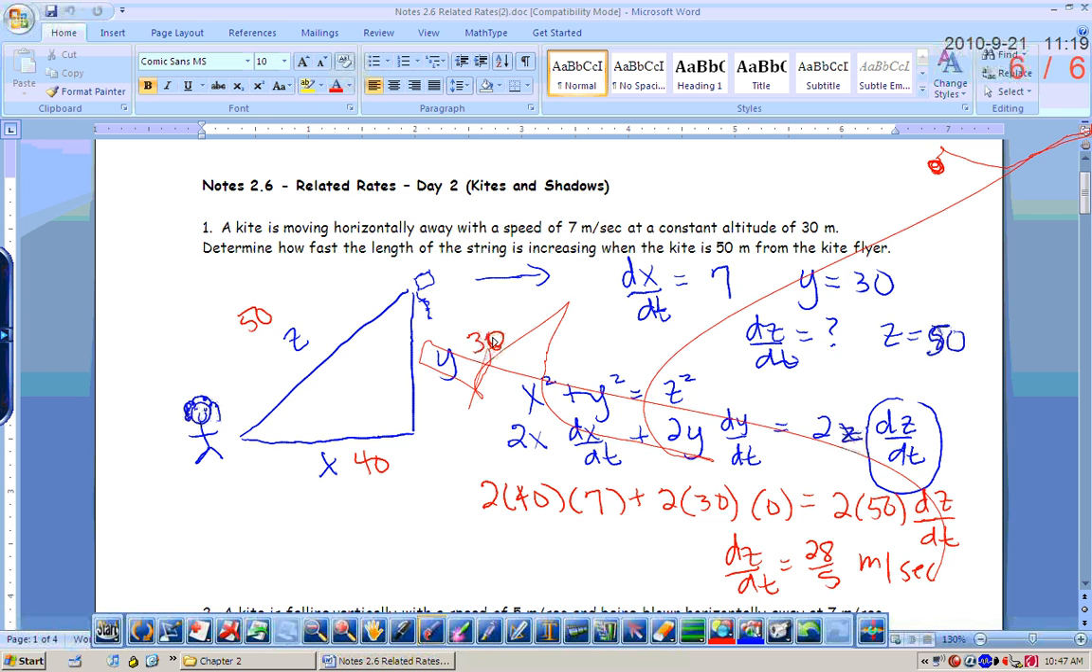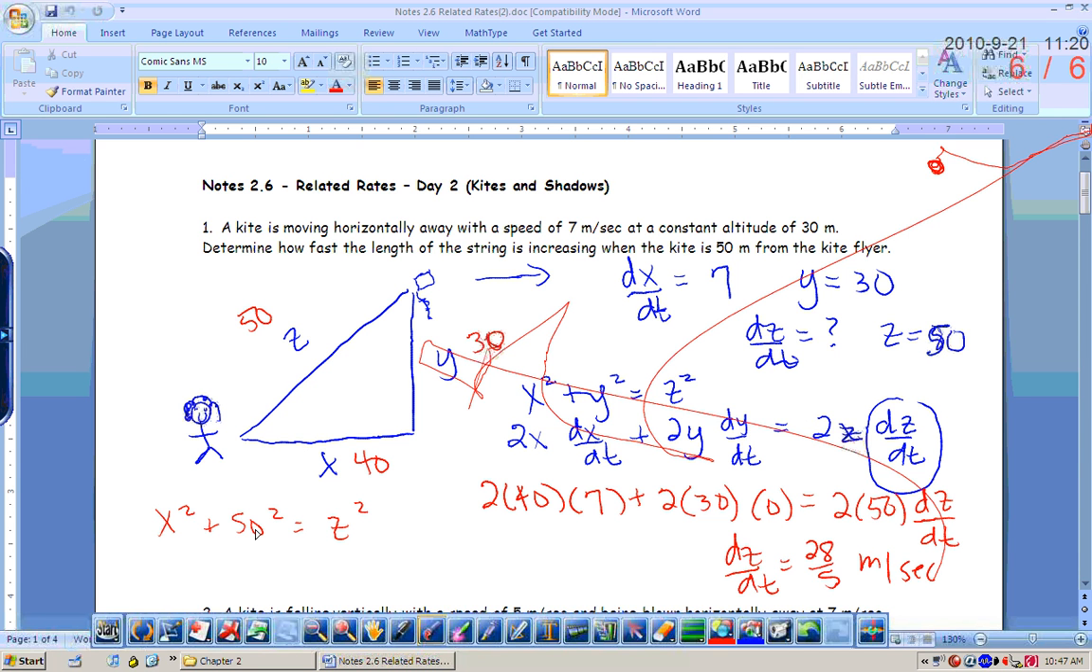We talked about the fact that y was not changing. It's okay to plug in a value of a variable that's not changing before you take the derivative. So if you had wanted to, we could have written our Pythagorean theorem as x squared plus 50 squared equals z squared. And when I take the derivative of 50 squared, what would I get? 0. Thank you.